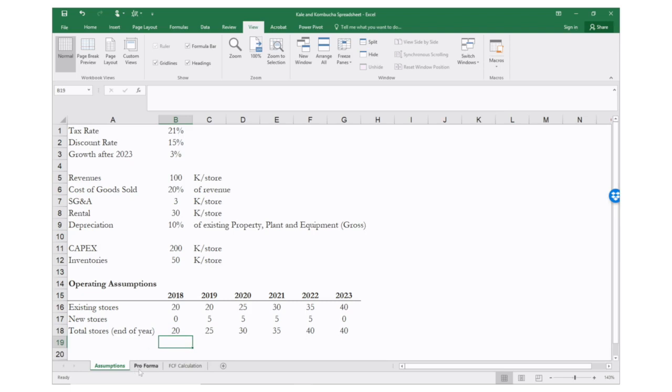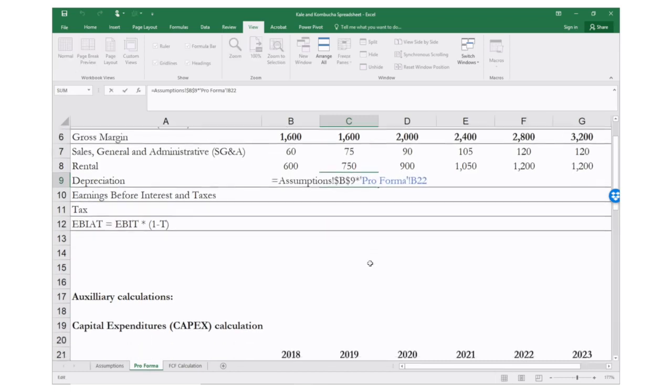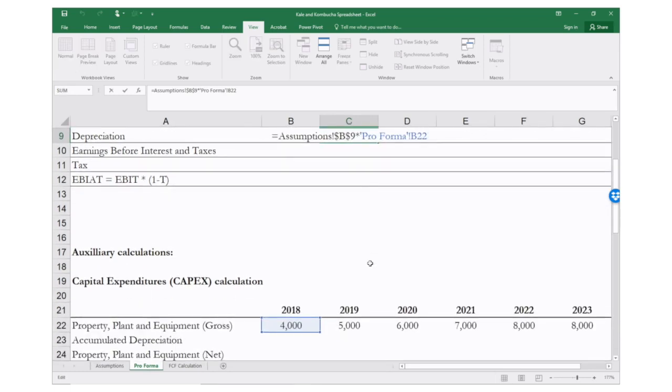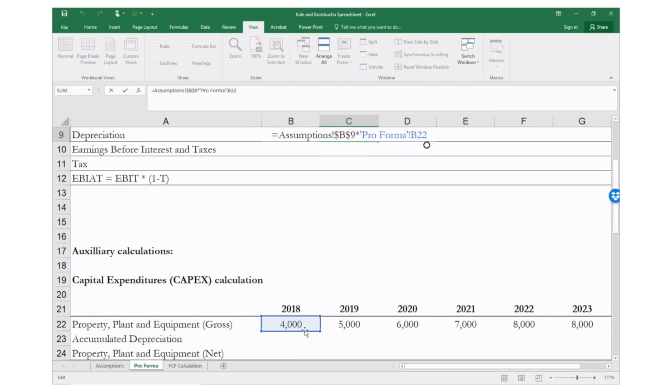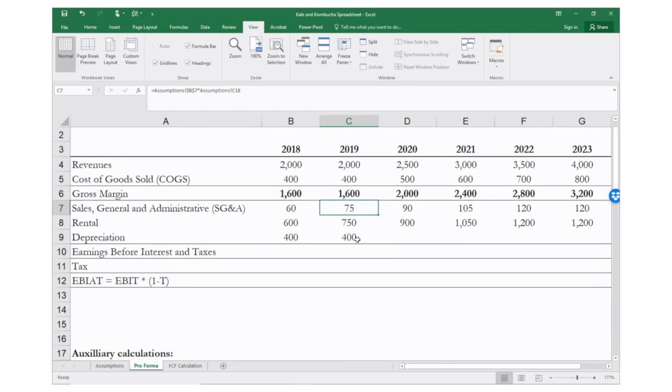And that is what I did in this pro forma up here, where I said it is 10%, that's assumptions B9, of the amount of property, plant, and equipment that I had last year. I'm going to do this every year starting in 2019. And so you see that depreciation is growing as the total number of stores in each year is also growing.